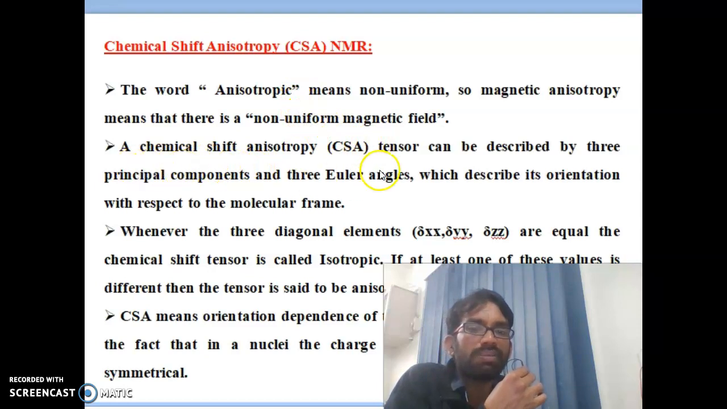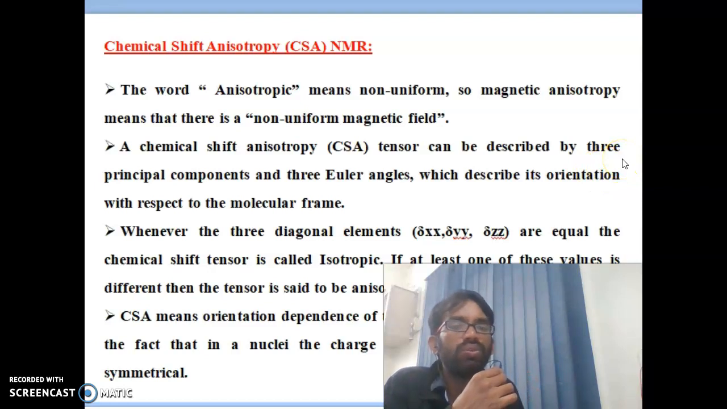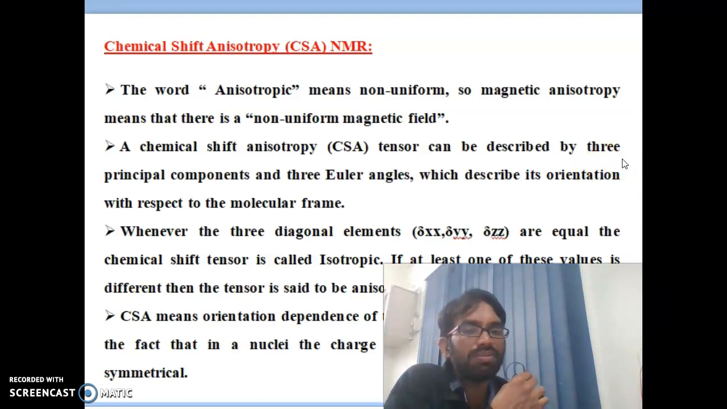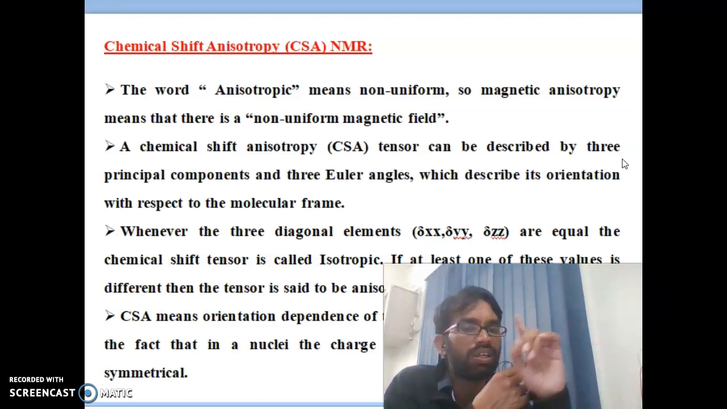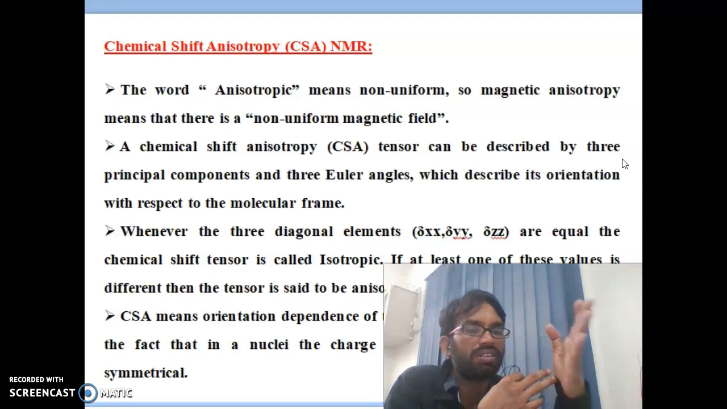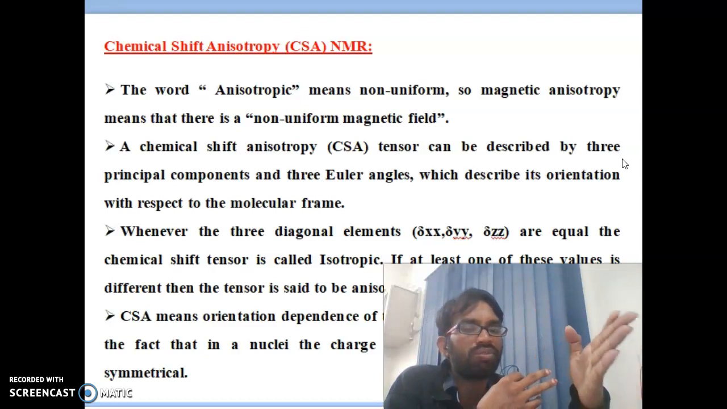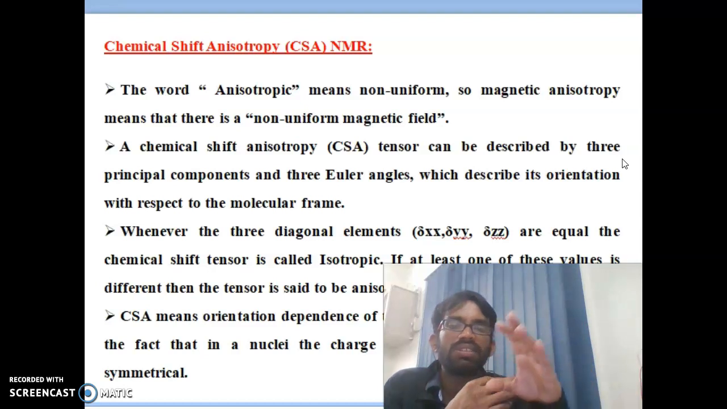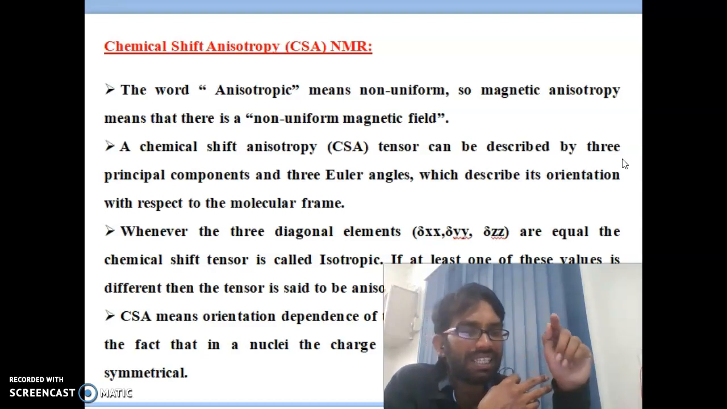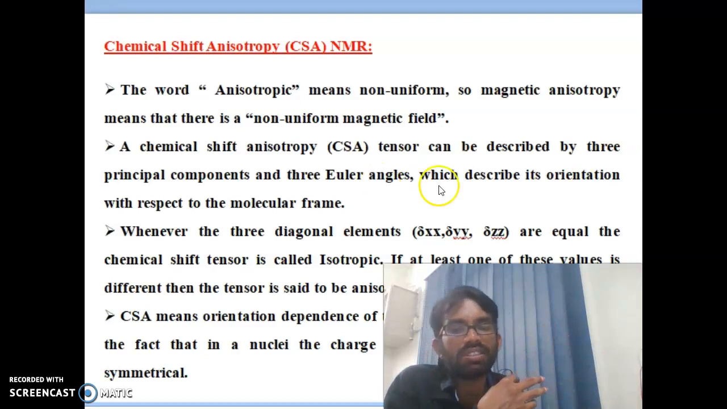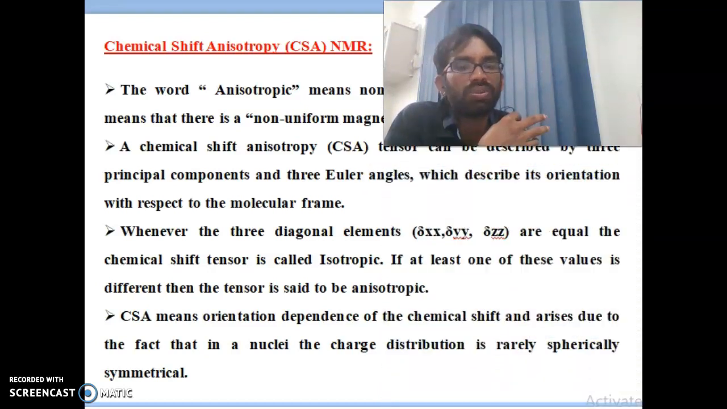The chemical shift anisotropy tensor can be described in three principal components. There are three Euler angles which describe the orientation with respect to the molecular frame. When the three diagonal elements, delta x, y, z, on the three axes are equal, the chemical shift tensor is called isotropic. If at least one of these values is different, then the tensor is said to be anisotropic.